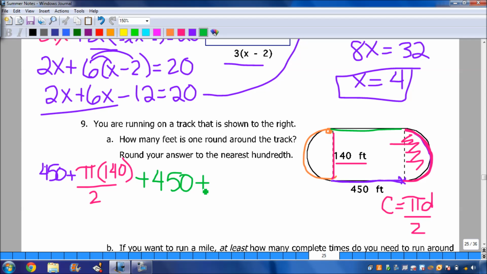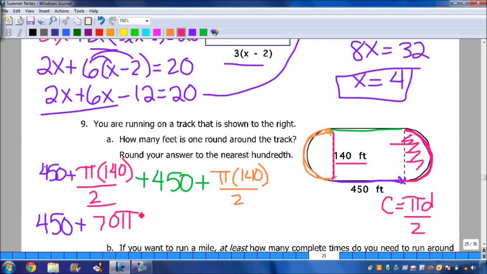And then lastly, I have another half of a circle to go. So pi times 140 over 2, okay? So this ends up being 450 plus this is 70 pi, all right, plus another 450 plus another 70 pi.